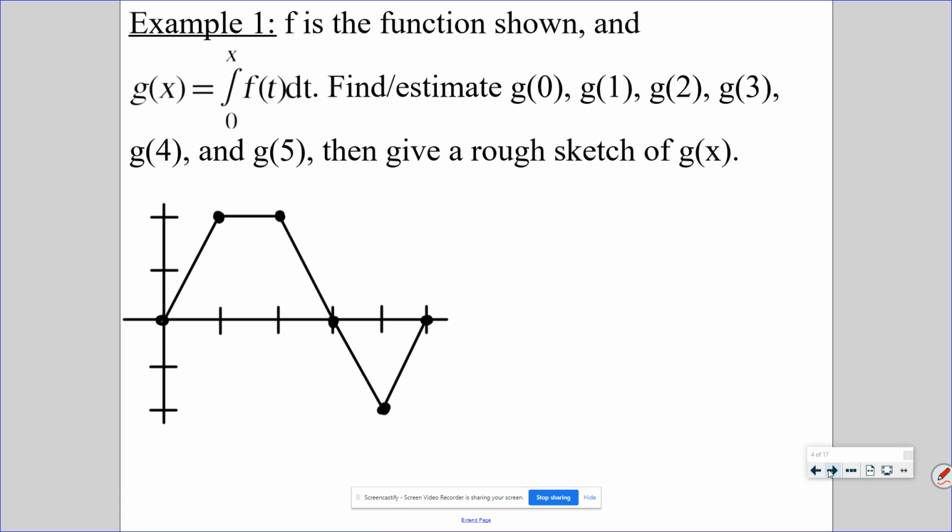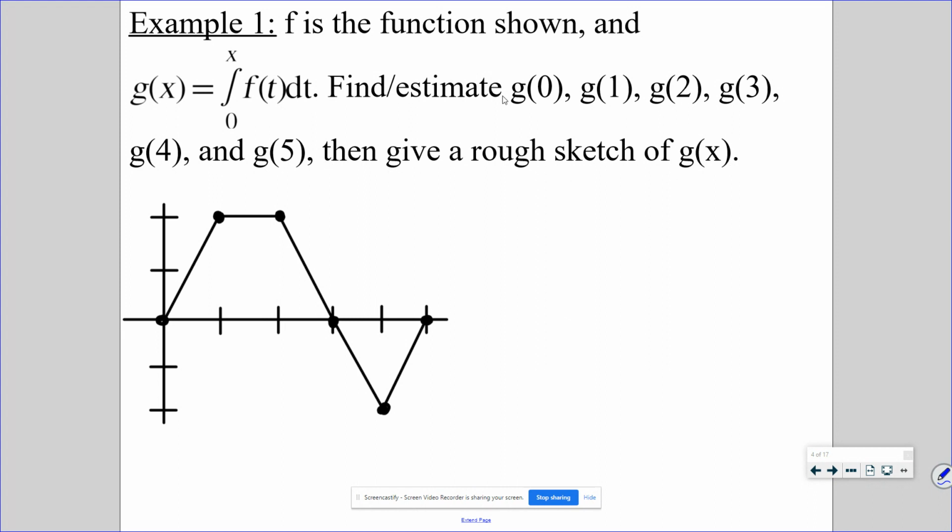Here's what an example could look like where we are using the first part of the fundamental theorem of calculus. It says f is the function shown, so that's this graph, and g of x is a different function defined by the antiderivative of f from 0 to x. Find and estimate g of 0, g of 1, all the way through g of 5, then give a rough sketch.